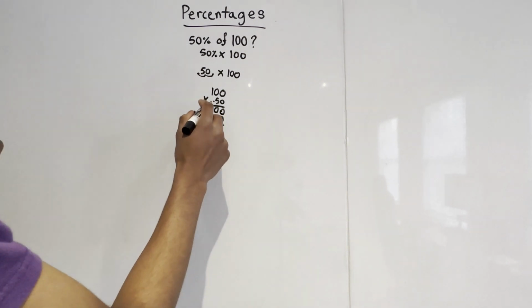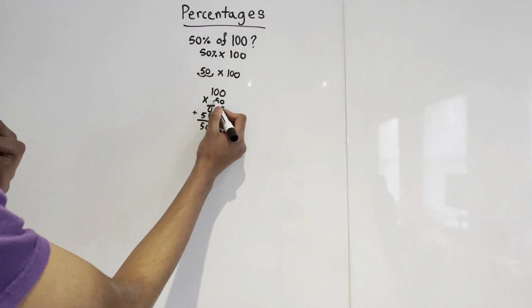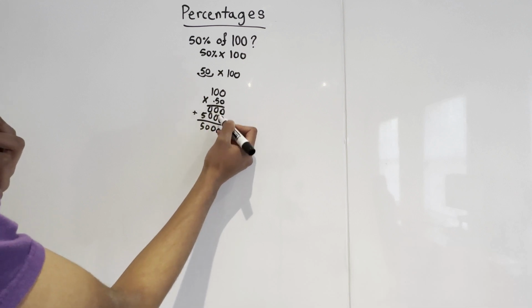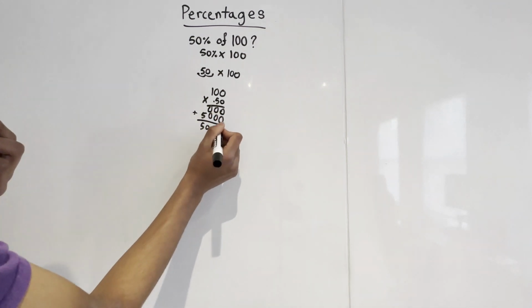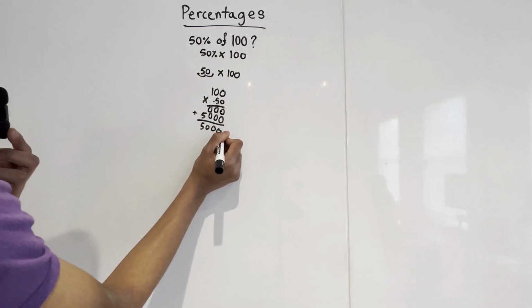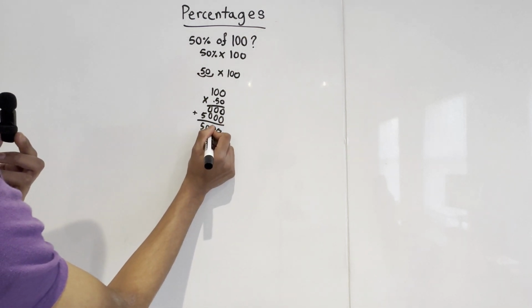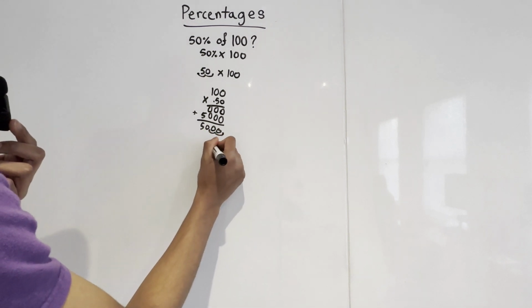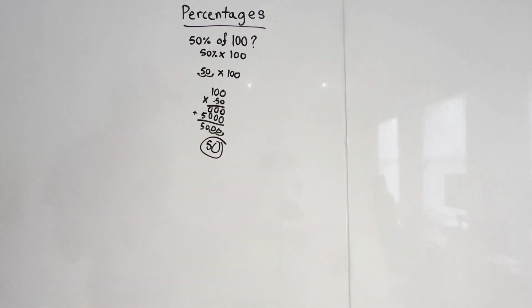And now for the decimal point, because there's 2 digits after this decimal point, there's 2 digits to the right, we're going to start over here and we're going to move 2 digits to the left. So we move once, twice, and we're just left with 50. So 50 is our answer.